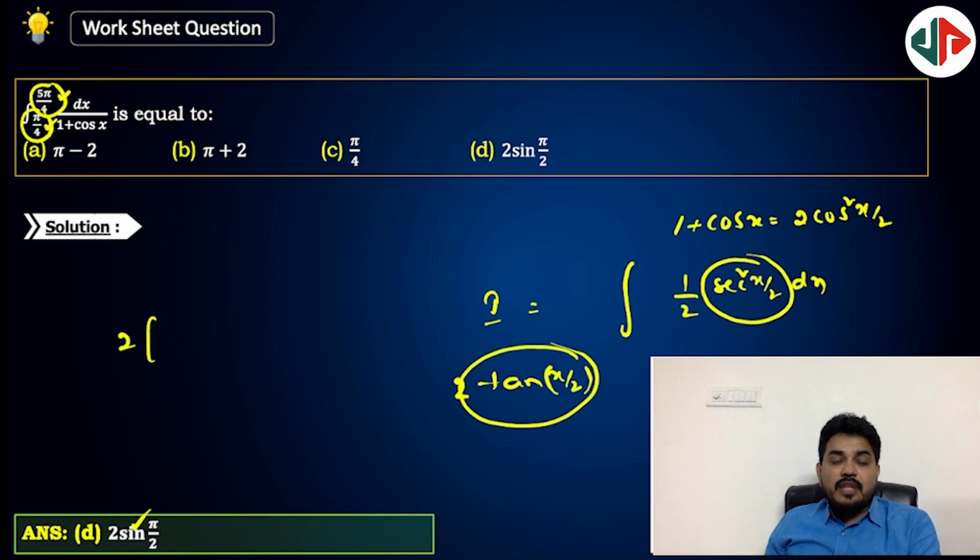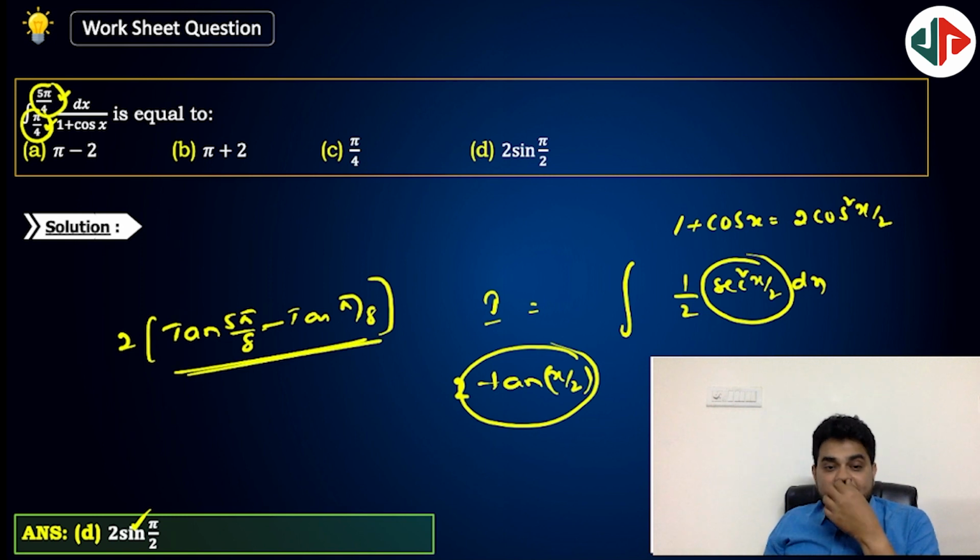Actually 2 times of tan of 5 pi by 8 minus tan of pi by 8. So you look at here. What is tan 22 and a half degrees? 5 pi by 8, what is the value accordingly? You look at it. 22 and a half into 2 is 112 and a half degrees. So you write the values.